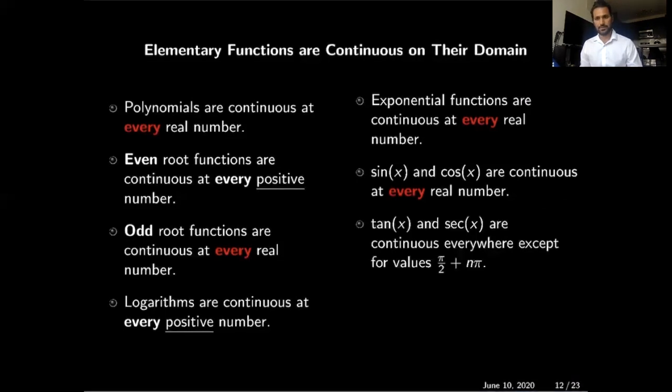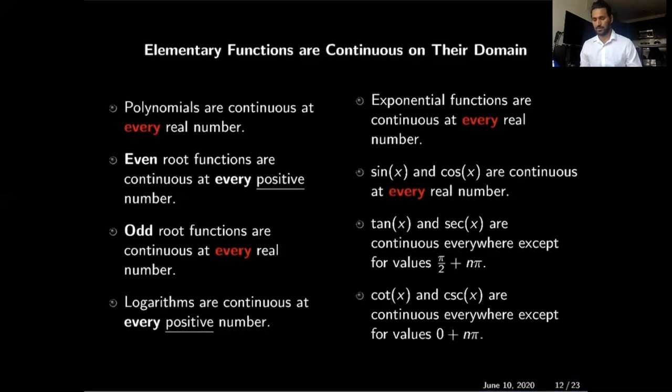Tangent and secant functions are not continuous at pi/2 plus n pi, but they are continuous everywhere else. And cot x and cosecant x are not continuous at n pi, but they are continuous everywhere else.